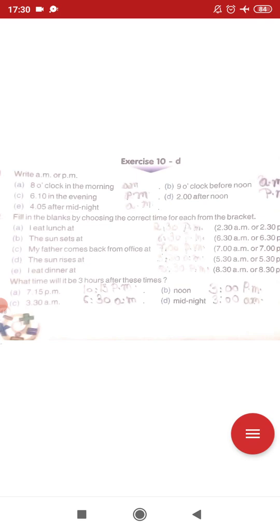You know that anti-meridian and post-meridian are the two modes of time. The time that begins at midnight 12 and lasts until noon 12 is called AM, and the time from noon 12 to midnight 12 is called PM. So just mention the time in AM or PM form.